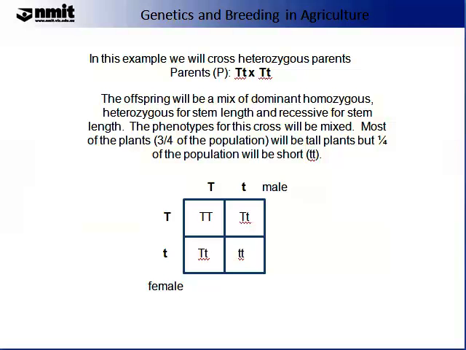What you will see from this cross is a mix of dominant homozygous, heterozygous for stem length, and recessive for stem length. The phenotypes for this cross will be mixed. That is, some will be tall and some will be short. Most of the plants, 3/4 of the population, will be tall plants, but 1/4, a smaller percentage of the population, will show a short phenotype, described as lowercase t, lowercase t.